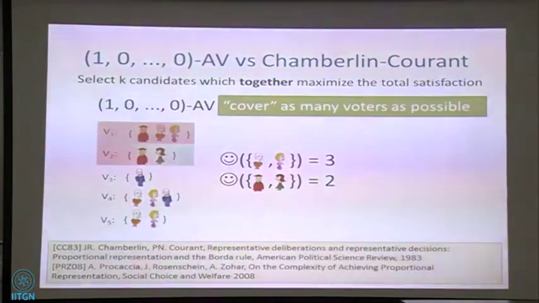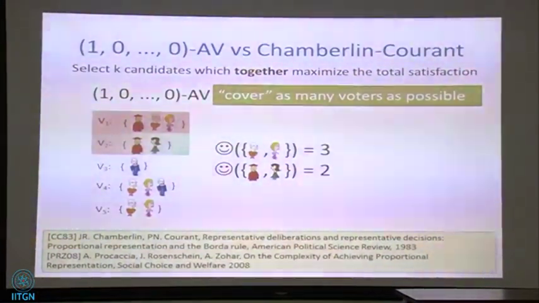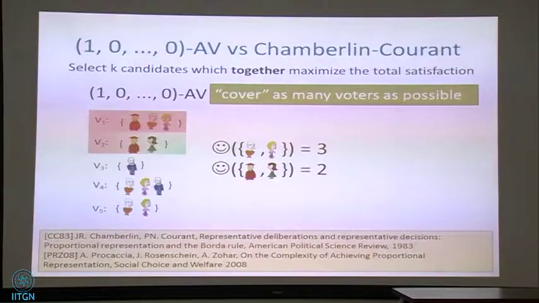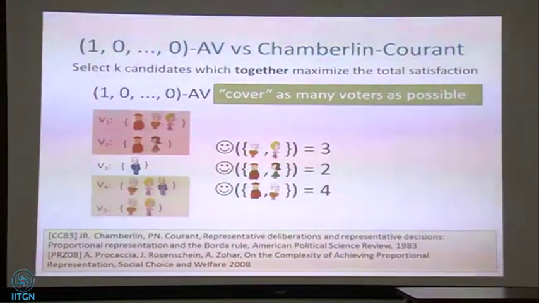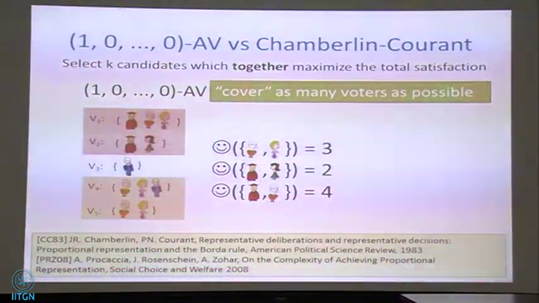If we now look at red-green, that satisfies only 2 voters, so the happiness there is 2. And if we look at red-orange, the happiness is 4, and this is obviously the best one to choose. So this is what you do if you have approval ballots.